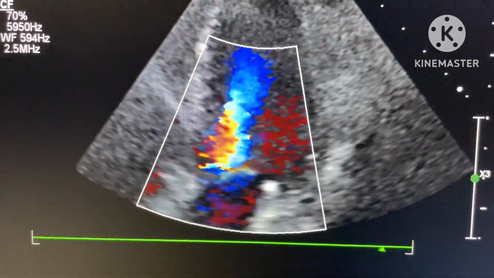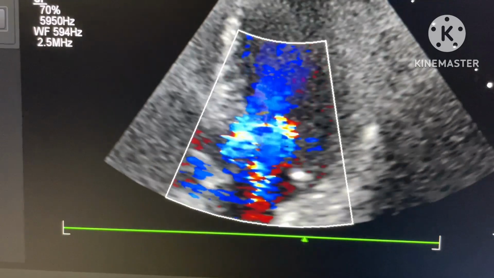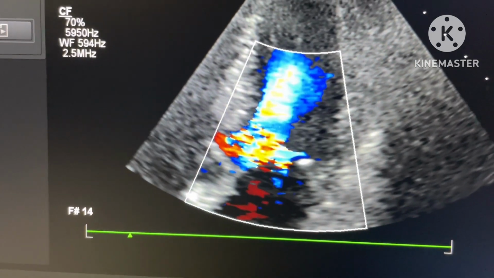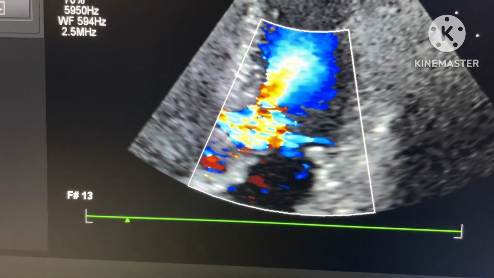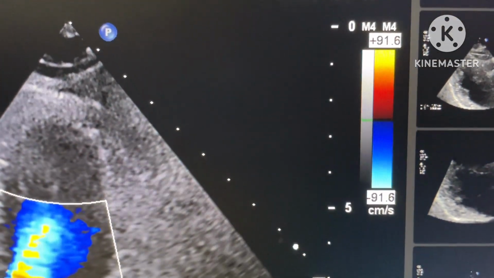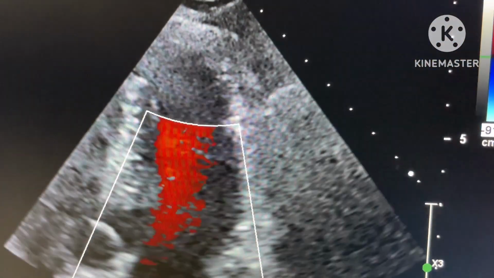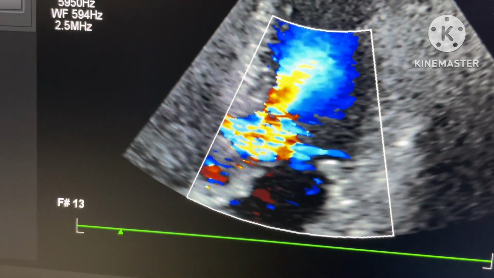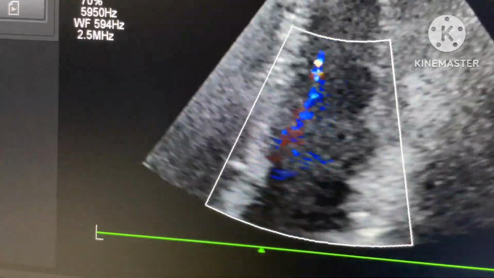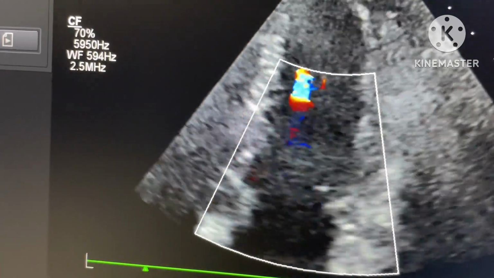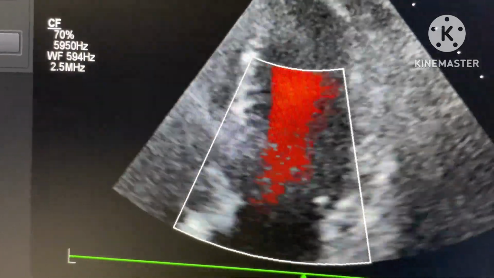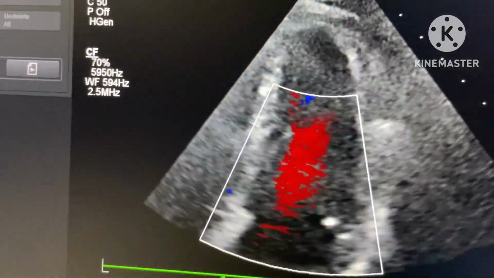I can see the same thing. This is the apical four chamber view. Here you can see the color turbulence. This is the part where you see the color turbulence. The scale is 91 centimeter per second. Even with the 91 centimeter scale, you can still see the color turbulence, indicating flow is much higher in velocity. Where the obstruction starts, you can see the subaortic region has color turbulence. So it is subaortic dynamic flow obstruction.